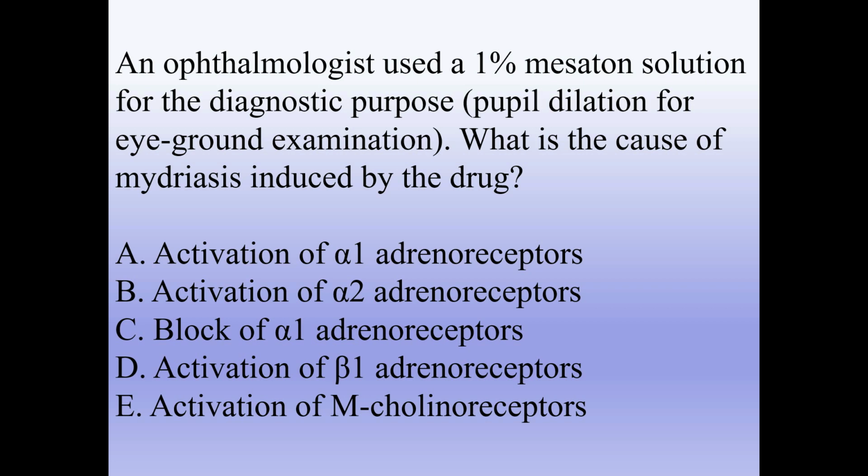An ophthalmologist used 1% mezaton solution for the diagnostic purpose, pupil dilation for eye ground examination. What is the cause of mydriasis induced by the drug? Of course, this drug is an alpha-adrenal receptor agonist, so the answer will be activation of alpha-1 adrenal receptors.